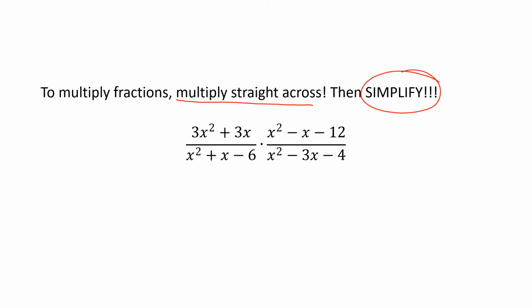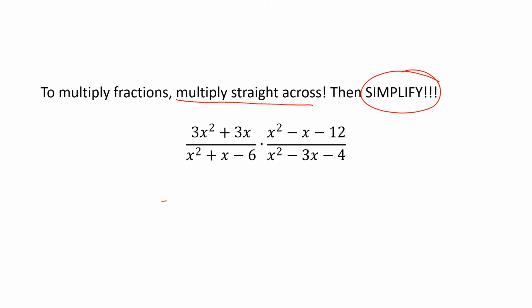So what we want to do here is factor everything. We're going to factor the top, we're going to factor the bottom, we're going to factor everything, because if we're just going to end up multiplying all this stuff together and simplifying it at the end anyway, we're looking for things that might cancel out.